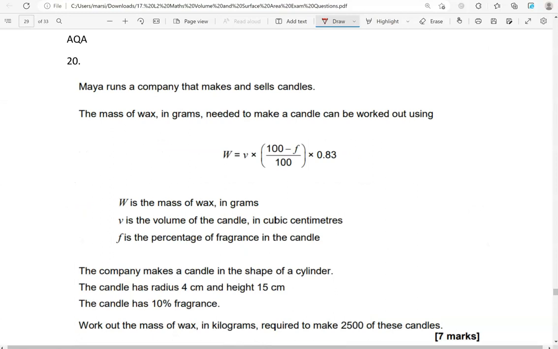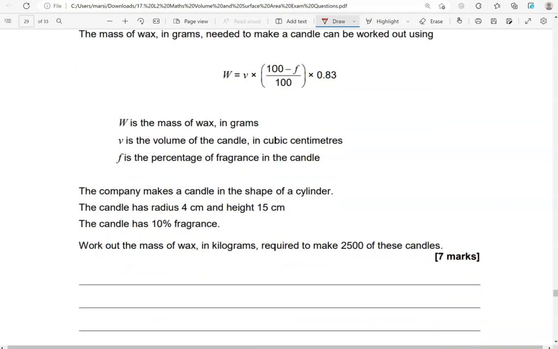Maya runs a company that makes and sells candles. The mass of wax in grams needed to make a candle can be worked out using W equals V times (100 minus F) all over 100 times 0.83. W is the mass of wax in grams, V is the volume of the candle in cubic centimeters, F is the percentage of fragrance in the candle. The company makes the candle in the shape of a cylinder. The candle has radius 4 centimeters and height 15 centimeters. The candle has 10% fragrance. Work out the mass of wax in kilograms required to make 2,500 of these candles.